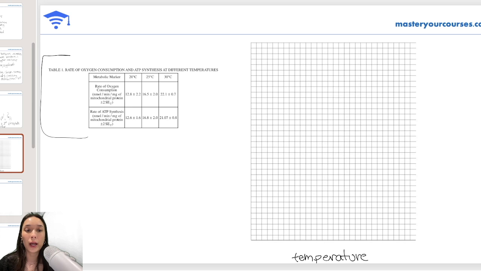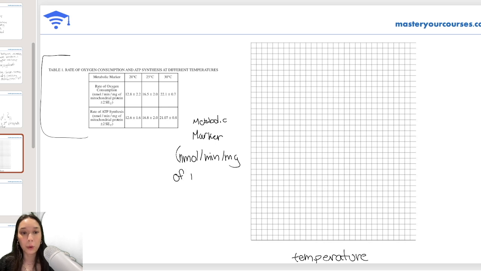So for this one, I would put your metabolic marker on your y-axis. So again, always important to put your titles here as well as units. So metabolic marker, and then please, please, please put the units. You won't get a mark unless you put the units. So it is in nanomole. Again, you can just copy it directly from the table. Milligrams of, and please write the whole thing, mitochondrial protein, and then plus minus 2 standard errors. Okay.